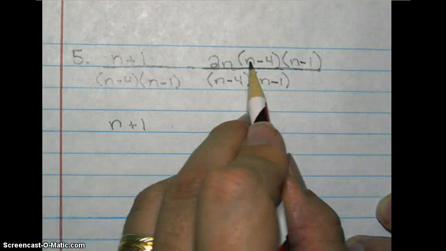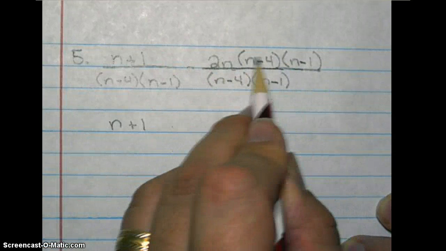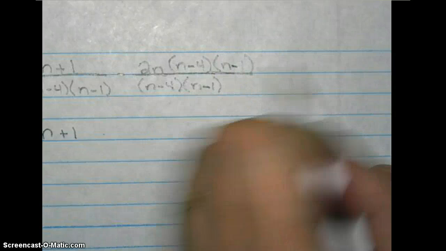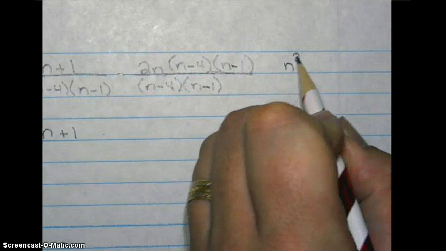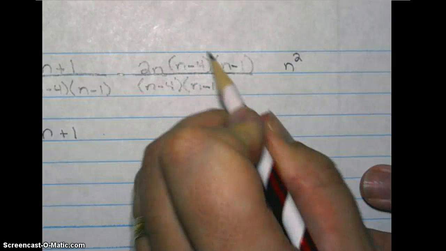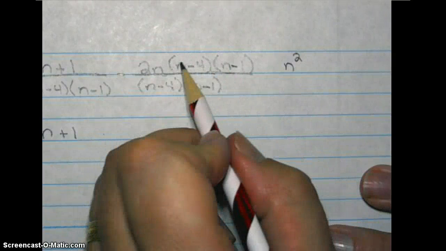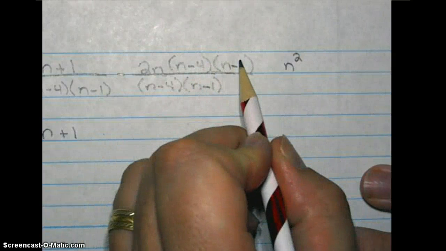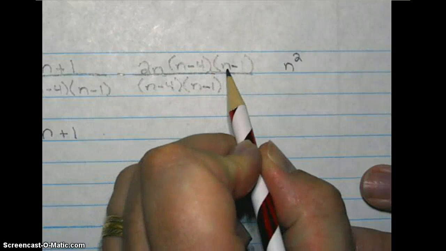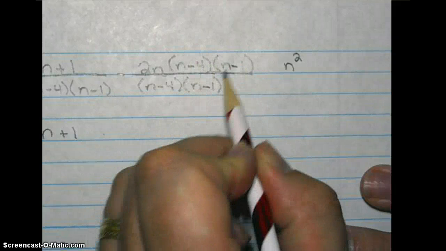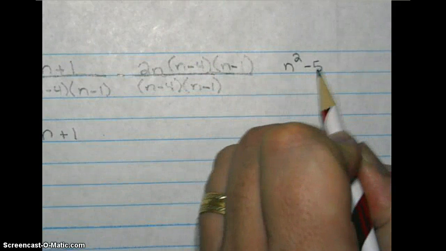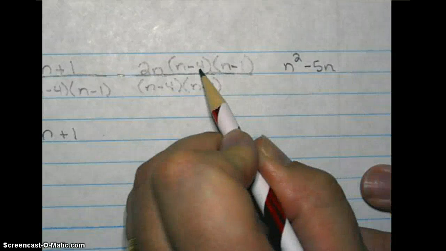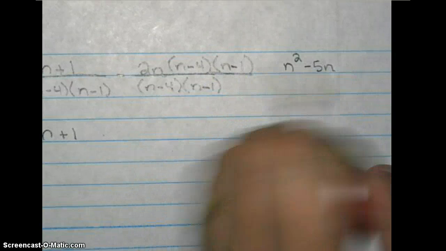Before I do this here, I'm going to go ahead and multiply these two binomials together. So n minus 4 times n minus 1 is n squared. That's our first term. Our outer is negative 1. Our inner is negative 4n. So negative 1n and negative 4n is negative 5n. And then my last term, negative 4 times negative 1, is positive 4.